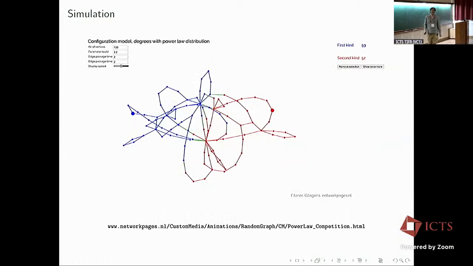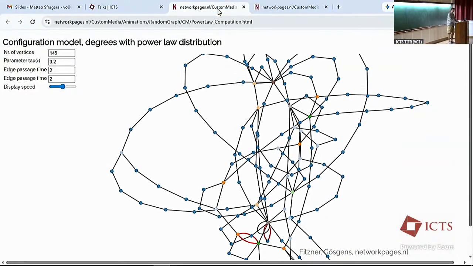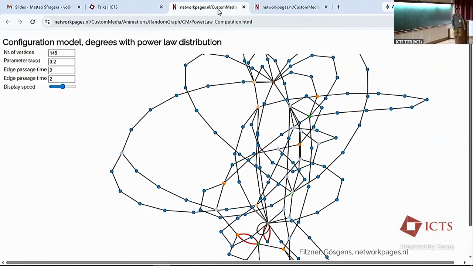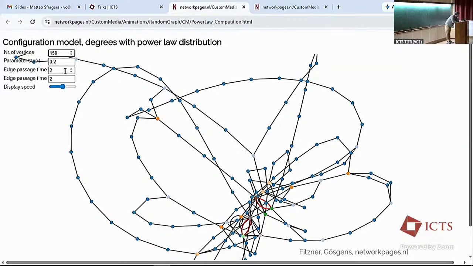So there's a little simulation I want to show first to just give you a flavor. This is from the network pages, which is a website that we use in the Netherlands a lot, where we have a lot of simulations of all types of phenomena and processes on networks. This has been done by colleagues in the Netherlands, Robert Fichtner and Martin Gozens. I'm just going to realize a network. This is like 150 vertices with a certain parameter tau, between 3 and 4, I put 3.2. And the edge passage times in this case are constant, so they are not variables.